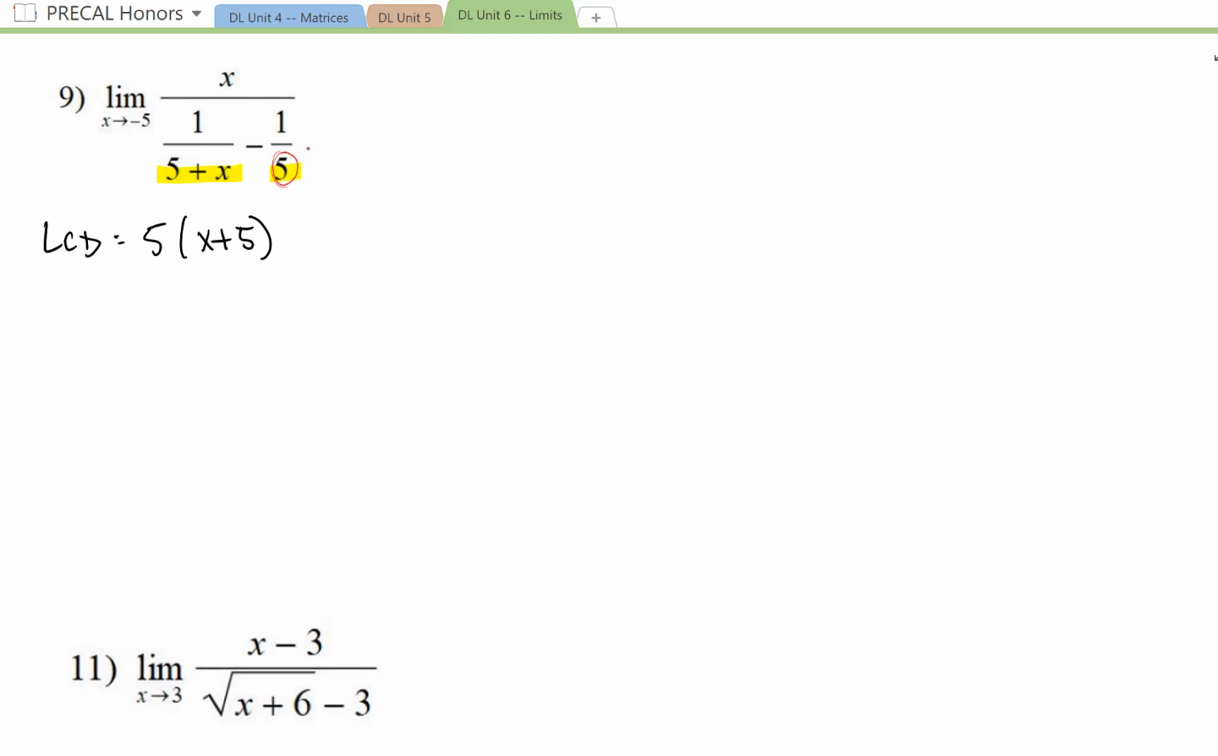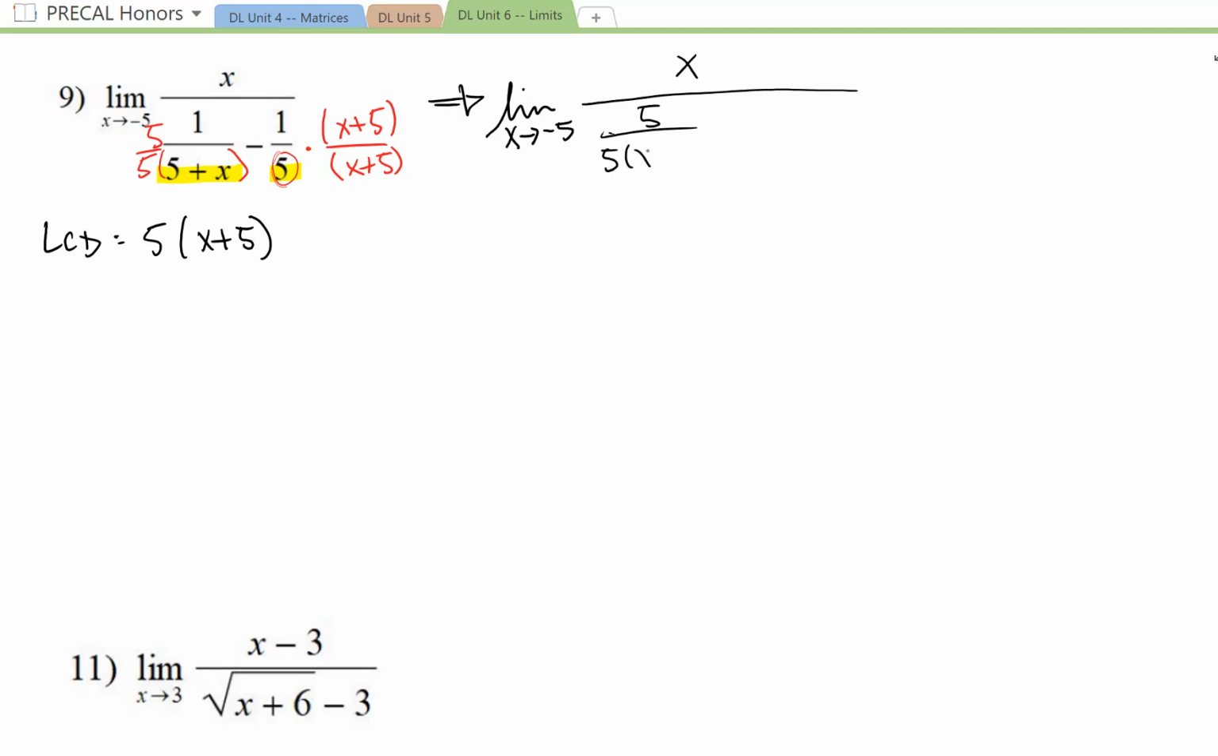This denominator only has a 5 in it. We're going to multiply it by x plus 5 over x plus 5 because that's what's missing in this denominator that's in our LCD. This one we're going to multiply by 5 over 5 to get a common denominator. We have 5 over 5 times x plus 5 minus 1 times x plus 5. So make sure that you remember to distribute that negative over 5 times x plus 5.